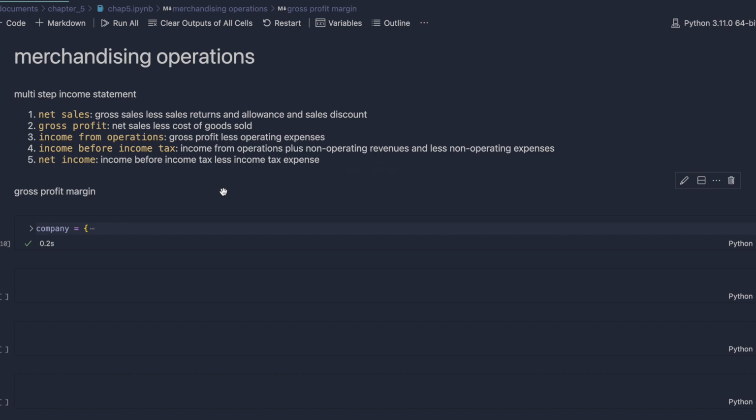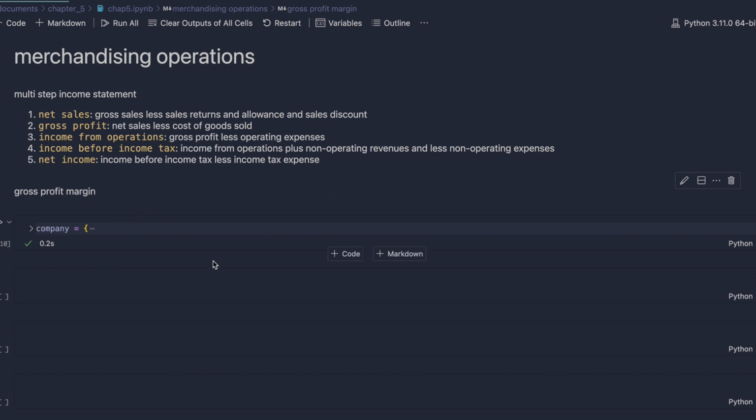Income from operations, gross profit less operating expenses. Income before income tax, income from operations plus non-operating revenues and less non-operating expenses. Net income, income before income tax less income tax expense.